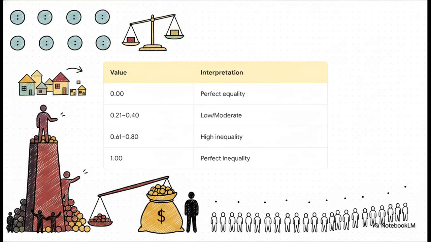It goes from 0, which means absolute perfect equality, all the way to 1, which represents total perfect concentration. So a score of 0 means everyone has the exact same amount. But as that number grows, say into the 0.21 to 0.40 range, you're looking at low to moderate inequality. Once you cross 0.61, you are definitely in high inequality territory. And a 1.0, no way around it, that means a single person or a single region holds absolutely 100% of whatever resource is being measured.